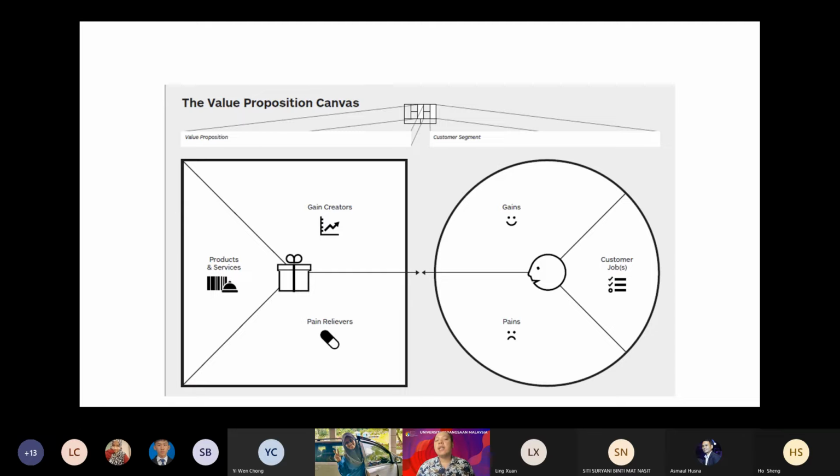And then last, the gain creator: what kind of gain can they create? The customer already has an ideal world, they want to have this and that, so can you achieve it? If yes, then you can take that. So before we go to small groups, any questions? Do you understand what you are going to do?